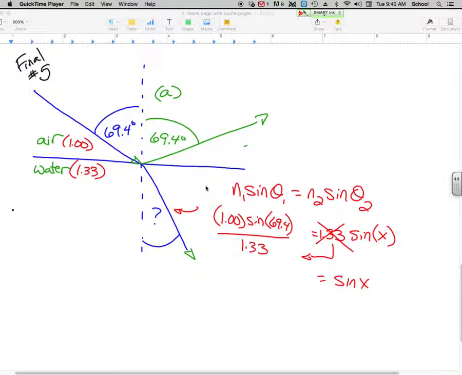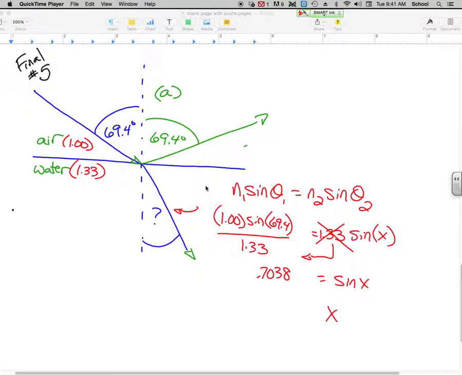So if we plug that in the calculator, of course you have to be in what mode? Degree mode, when you're doing sine. So anytime you have sine, you're going to have that. So you're going to have 1 times sine of 69.4. Don't forget to close the parenthesis. Divided by 1.33 equals, and I get 0.7038.